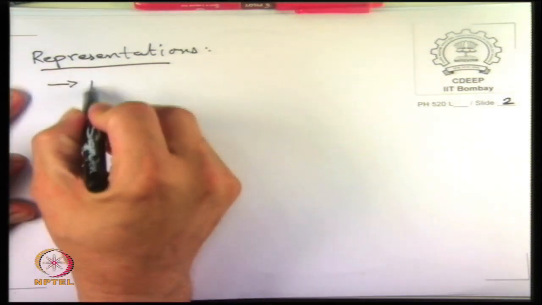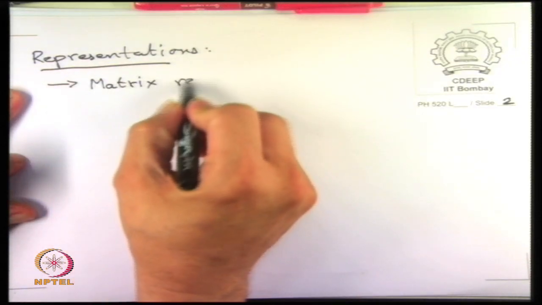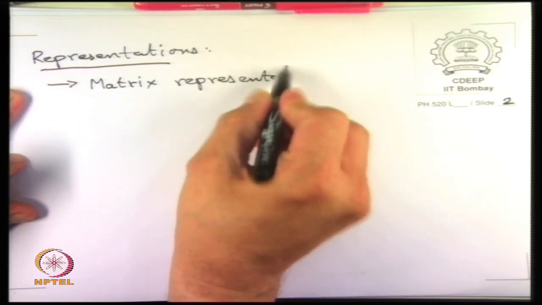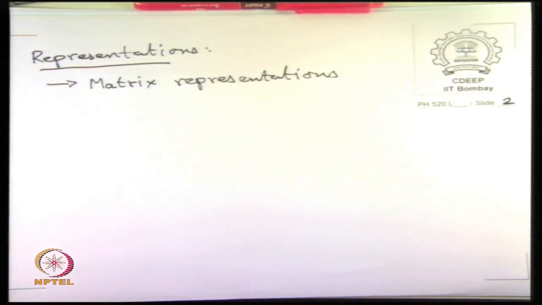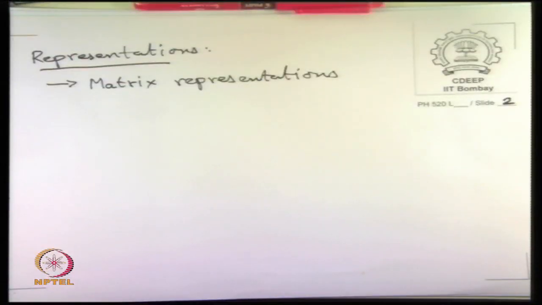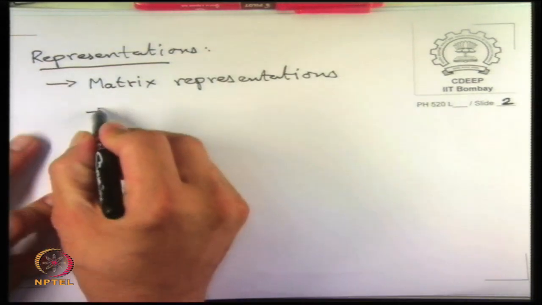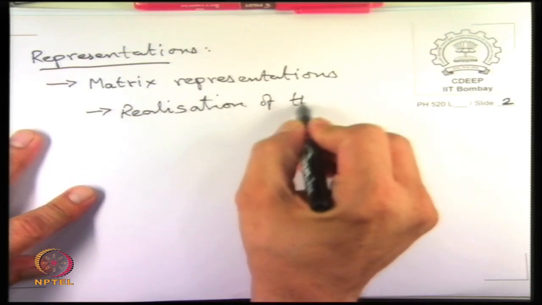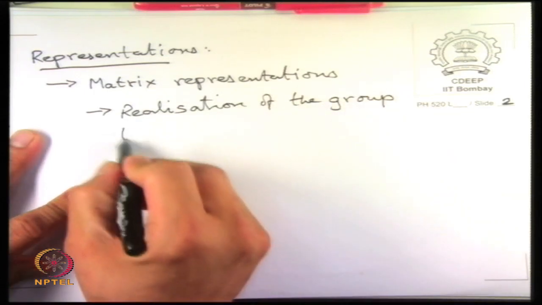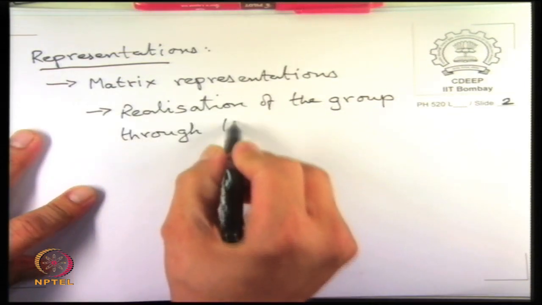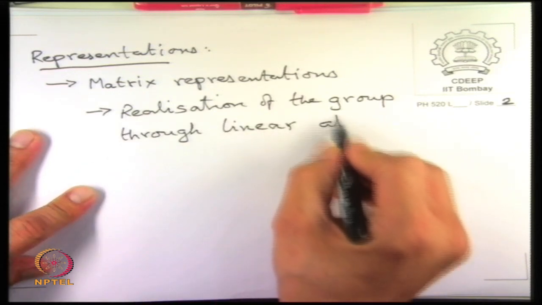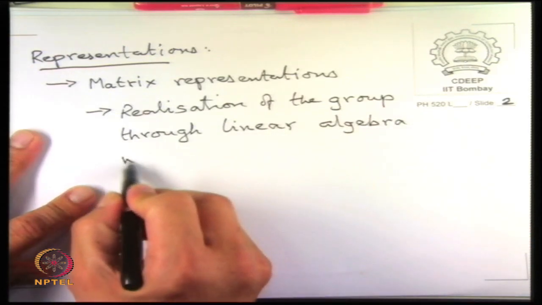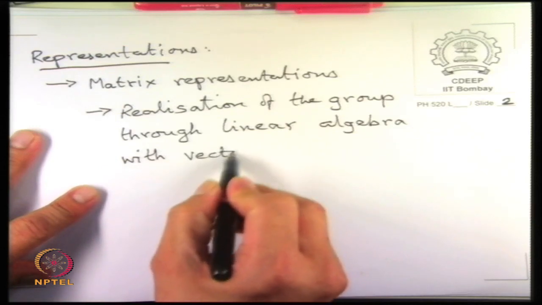And by this we mostly mean matrix representations. And what that means in turn is, in the terminology we have defined earlier, the realization of the group through linear algebra, with vector spaces as carrier spaces.